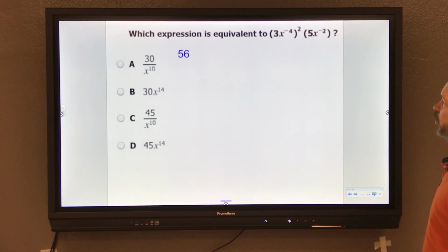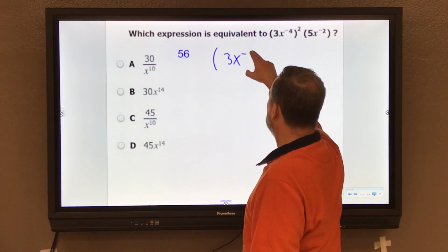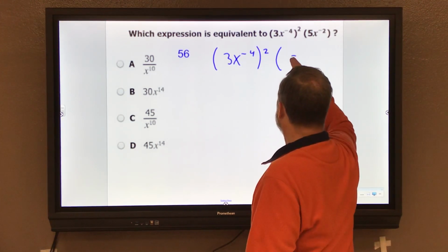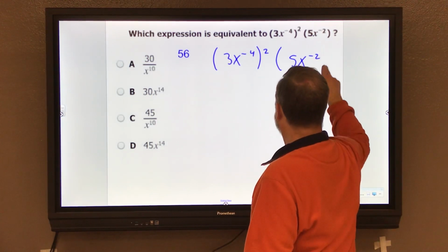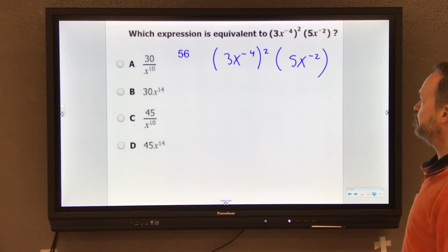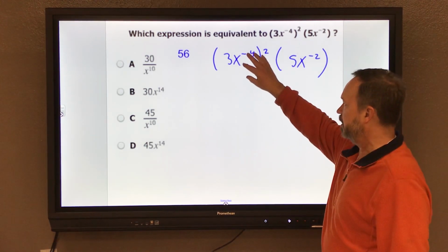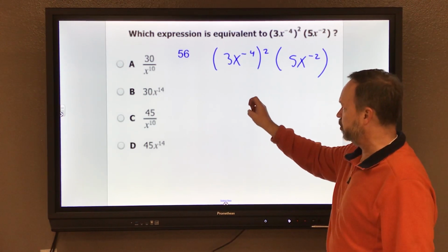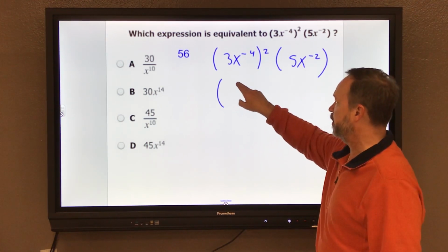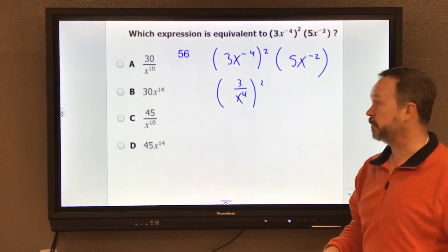Which expression is equivalent to that? Well, that's a really good question, a really good problem. There's a couple of ways that we could approach this. One is to work inside the parentheses, which means this negative is going to push the x into the denominator. So we have 3 times x to the positive 4. Y'all remember how to do that? That's the way it would work.